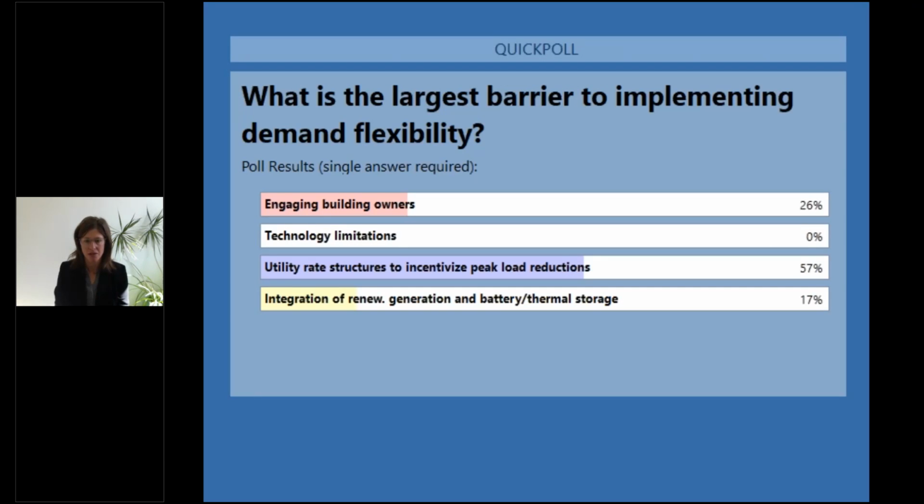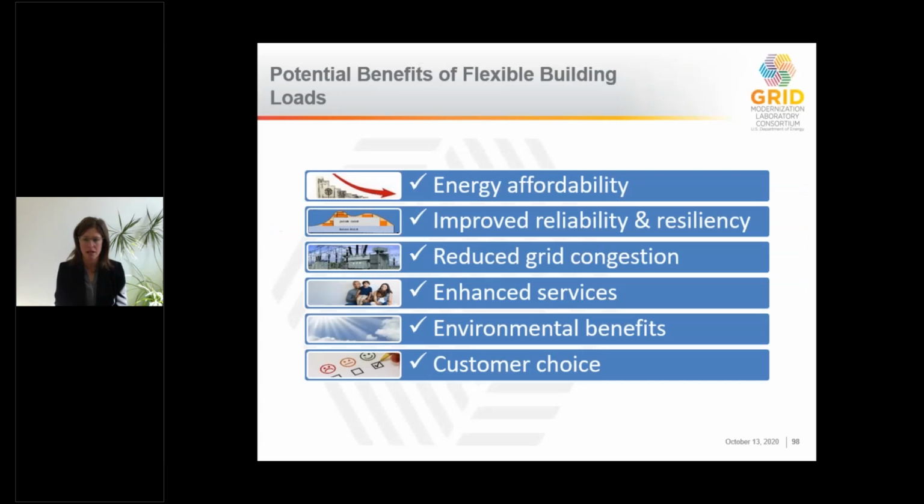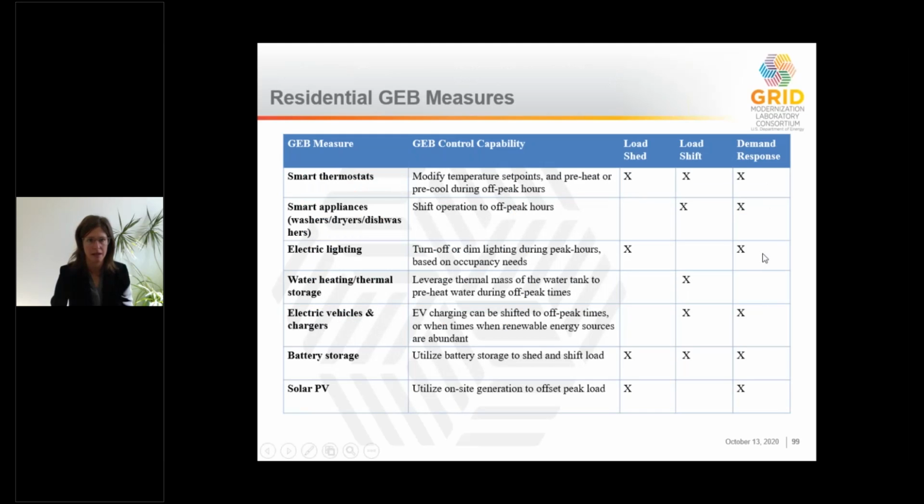Great. Utility rate structures to incentivize peak load reductions has 57%. Building owner engagement is 26%. Integration of renewable generation, battery, thermal storage. Yes, I see that. And nobody chose technology limitations. And I think that goes back to my point as we're ready to move forward with this on the technology side. But there's a lot of other hurdles that we do need to address to actually make this happen. So thank you for those responses. Great, thank you. And then next slide.